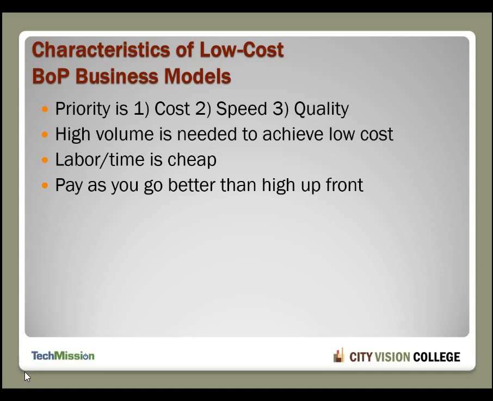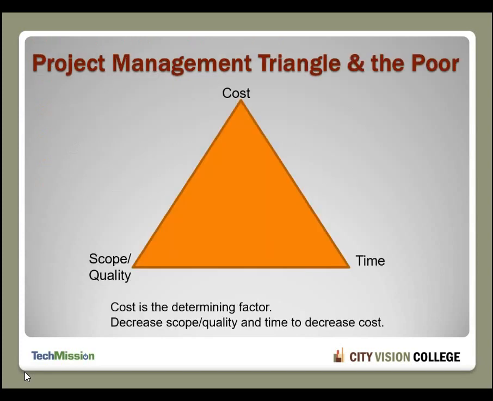The world is increasingly being divided into two categories: those who have lots of time but no money, and those who have lots of money but no time. In the bottom of the pyramid, they're in the category that have lots of time but no money. And the other characteristic of bottom of the pyramid business models is pay as you go is better than high upfront capital costs. So the prepaid cell phones where you pay along the way, each month, works out better than buying an $800 cell phone and things along those lines. So that's just some of the key characteristics.